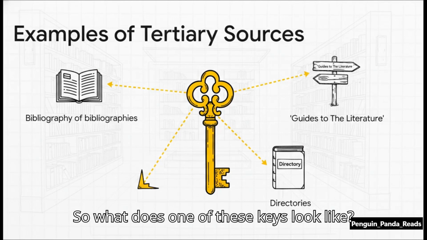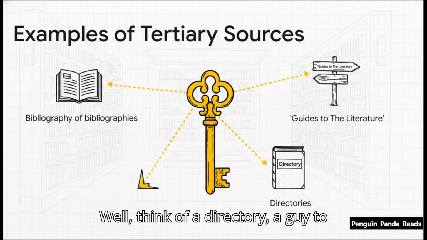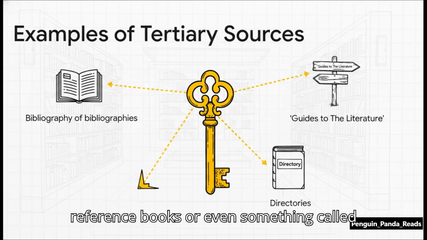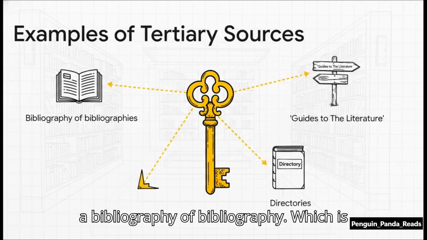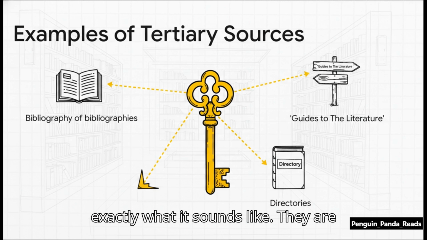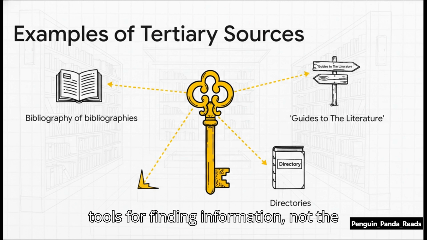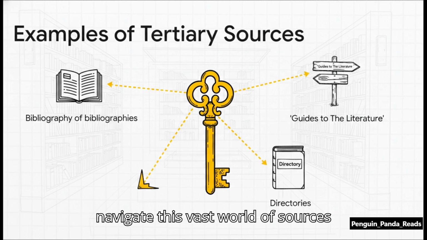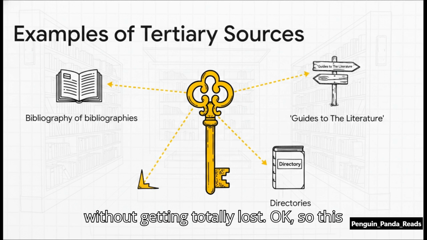So what does one of these keys look like? Well, think of a directory, a guide to reference books, or even something called a bibliography of bibliographies, which is exactly what it sounds like. They are tools for finding information, not the information itself. They're what help you navigate this vast world of sources without getting totally lost.